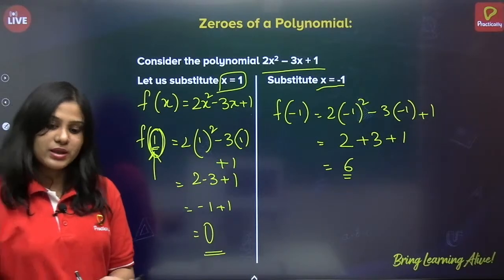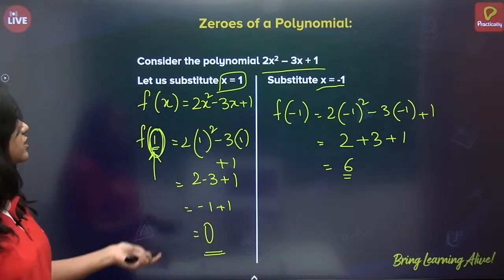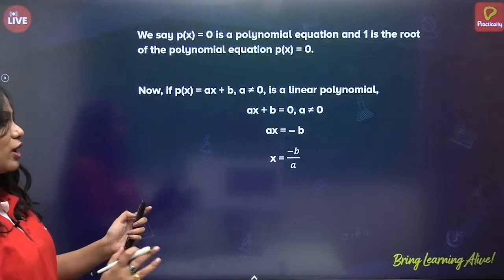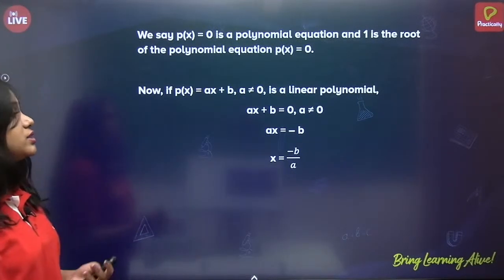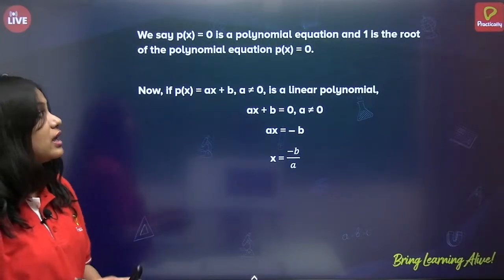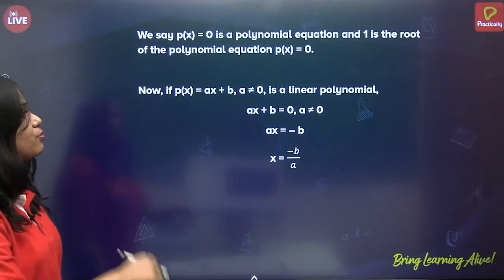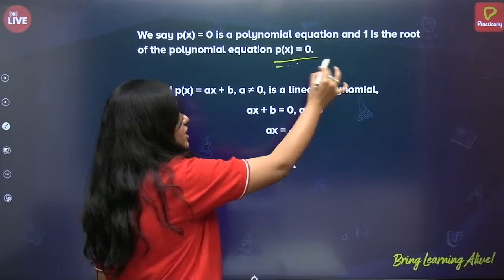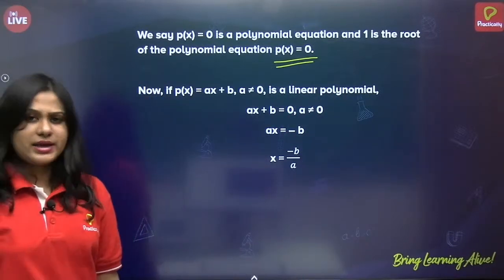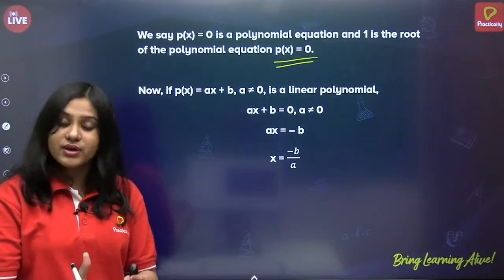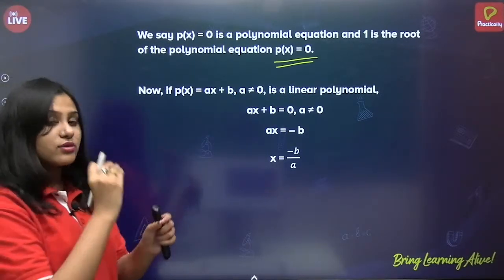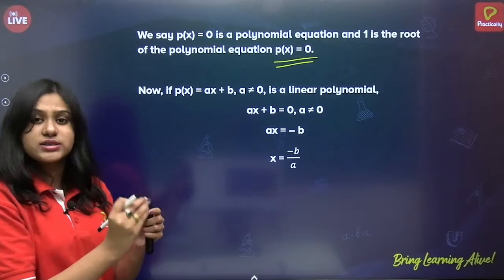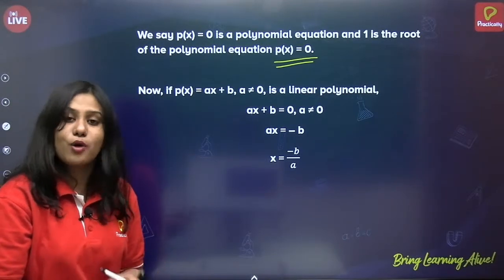Okay? Right. So this is about just a small activity we did. Now we say p of x equals to 0 is the polynomial equation and 1 is the root of the polynomial equation p of x equals to 0. Exactly right. So if we are given a polynomial, equate that to 0 and whichever value satisfies it, that is the 0 of the given polynomial.